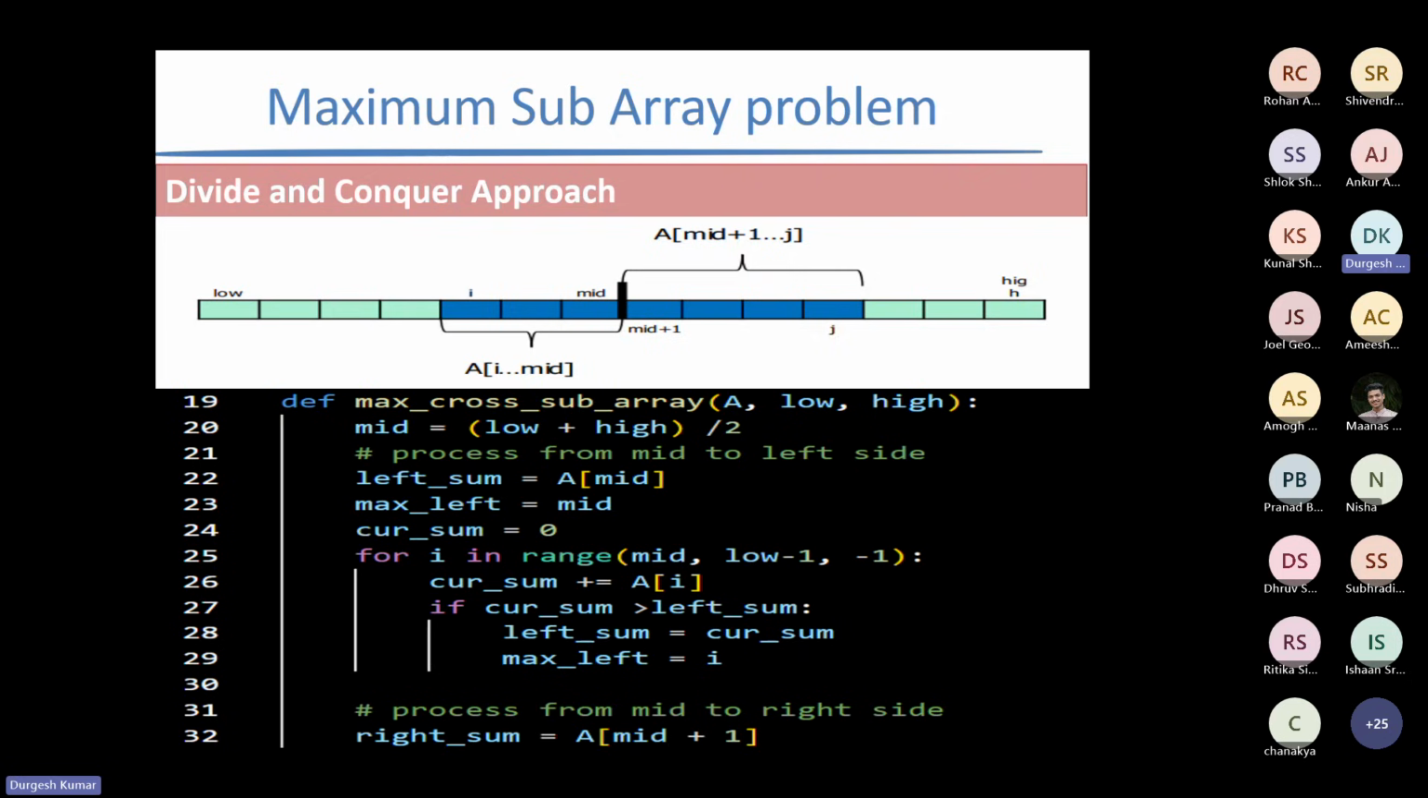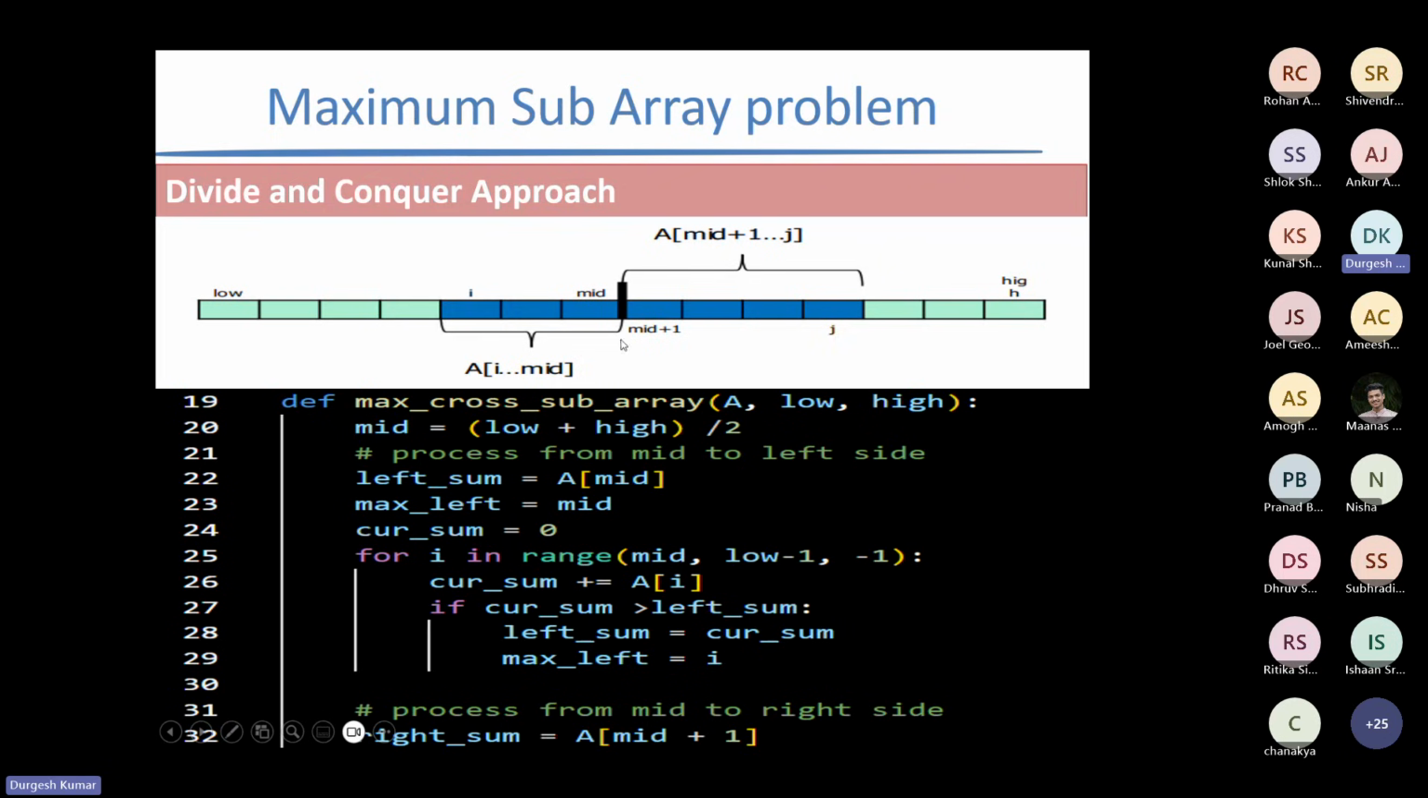So the max cross subarray has to span through the middle. So mid and mid plus one will be the part, and then it will try to extend as much as possible in both the left and right direction. So this is the max cross subarray.